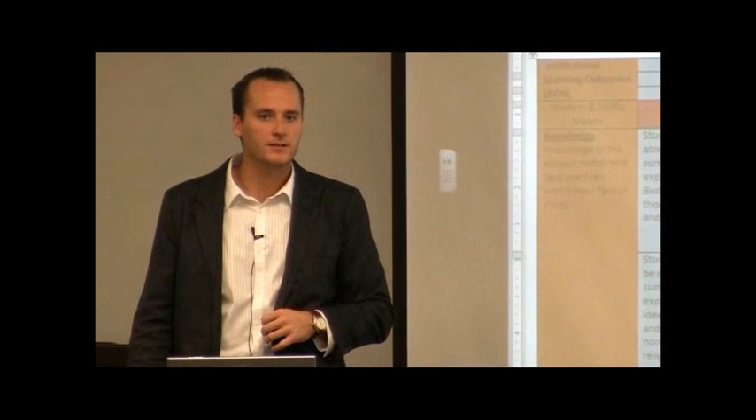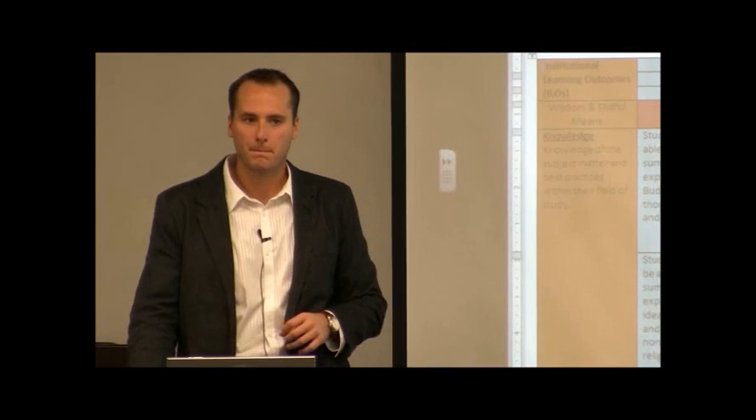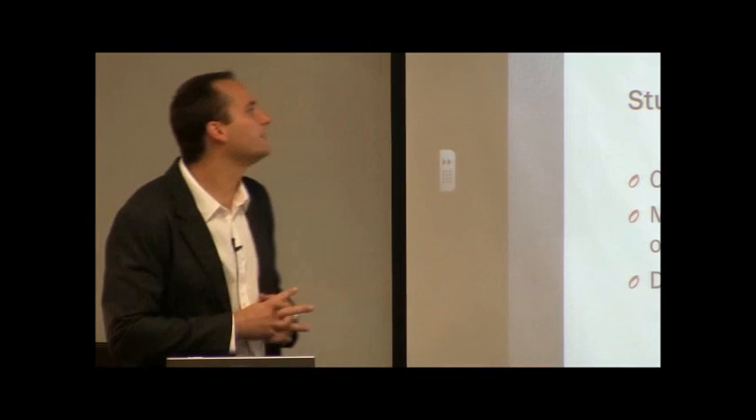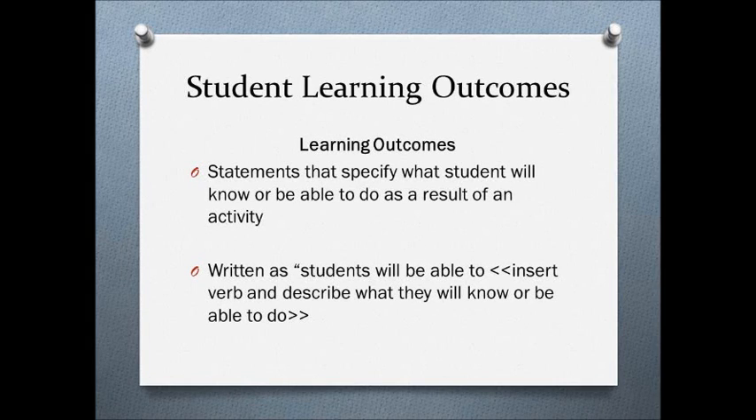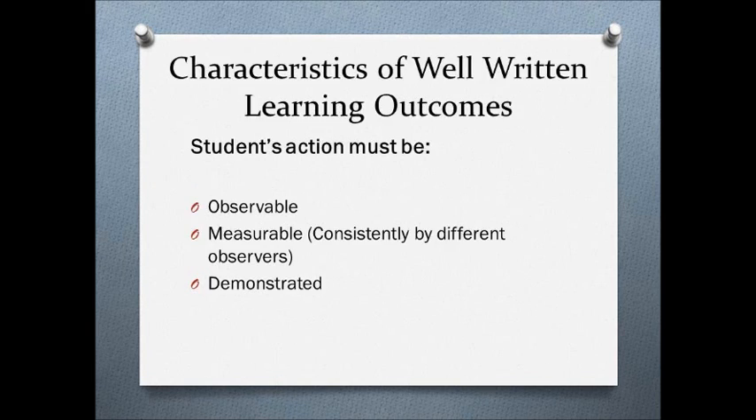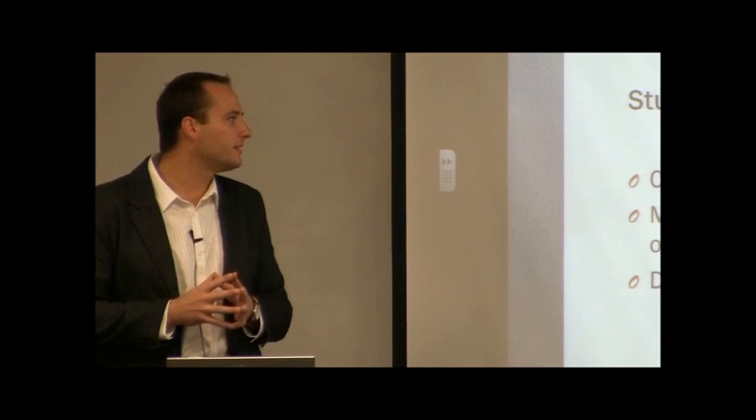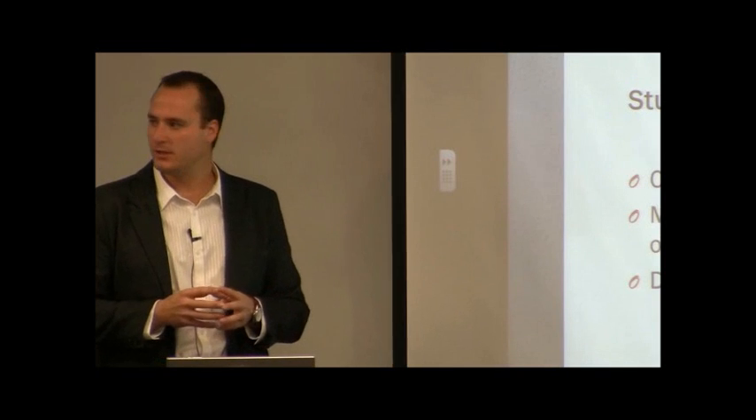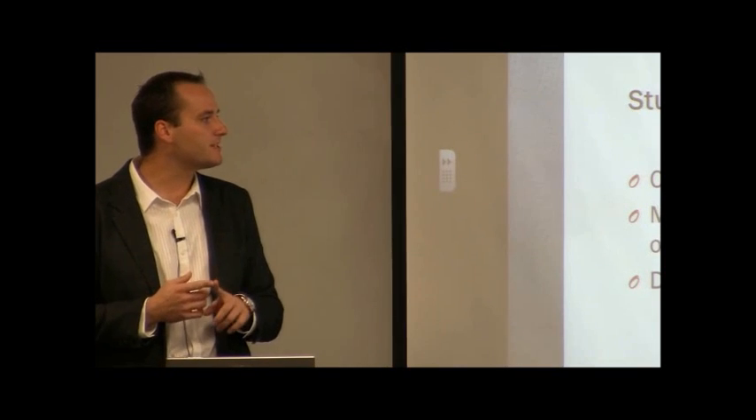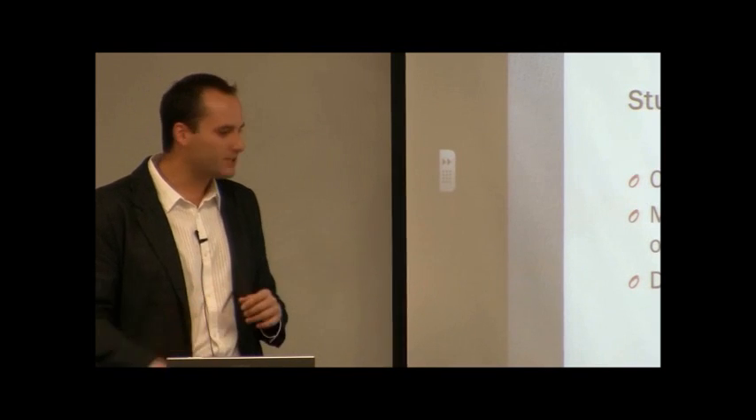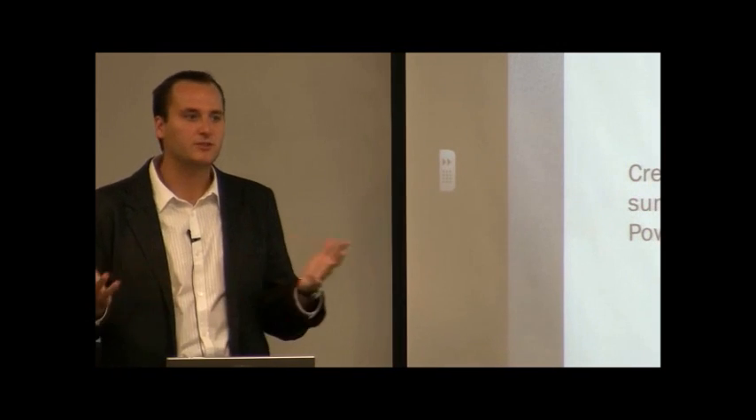Okay, any questions so far? Is this clear? Okay, let me go through this. So, characteristics of a well-written learning outcome. Student actions should be, I should change that to the passive, observable, measurable, again, measurable, consistent by different observers, and demonstrated. So, observable.